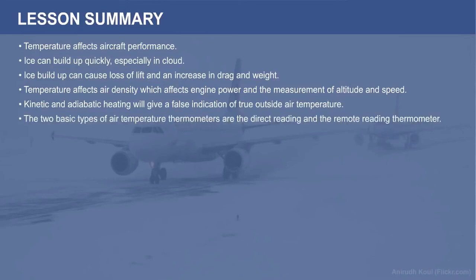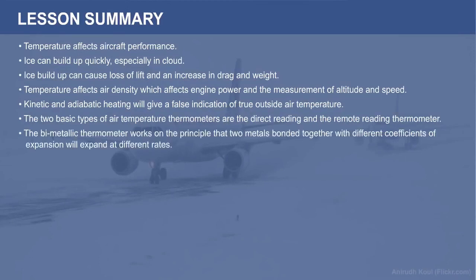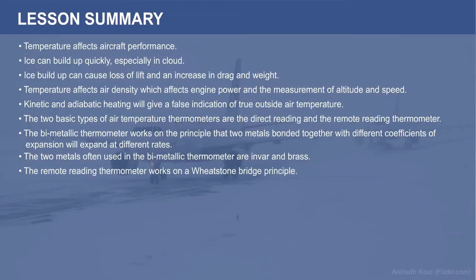The two basic types of air temperature thermometers are the direct reading and the remote reading thermometer. The bimetallic thermometer works on the principle of two metals bonded together with different coefficients of expansion will expand at different rates. The two metals often used in the bimetallic thermometer are invar and brass. The remote reading thermometer works on a Wheatstone bridge principle.